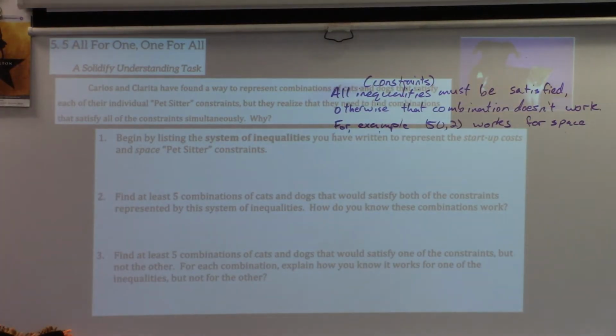All you've missed up to this point is, because we did take some notes at the beginning on the graphic organizer, all we did is we talked through why Carlos and Clarita need to find combinations of cats and dogs that satisfy the constraints simultaneously, meaning at the same time, right? So we have the startup cost, 32x plus 80y is less than or equal to 1280. The space constraint that 6x plus 24y is less than or equal to 360, right? Because they only had $1,280. They only had 360 square feet for the cats and dogs. What your group's working on right now is number 1, listing the system of inequalities that represents those constraints at the same time. Okay? So talk with each other, try to figure that out, and check with group 1 first.